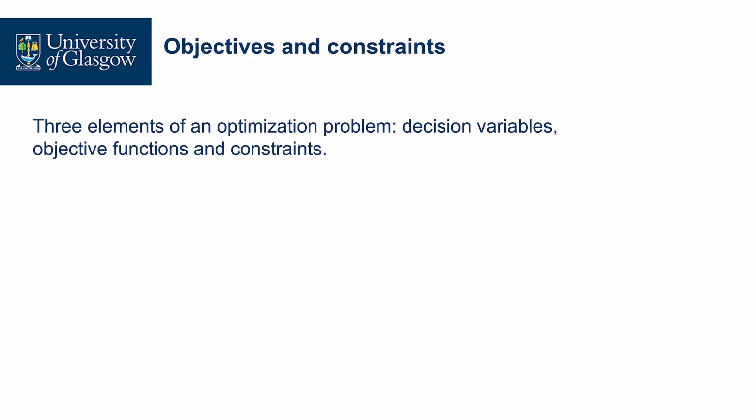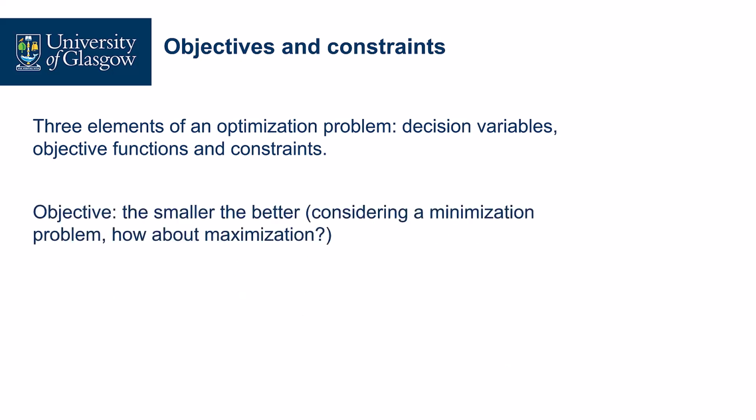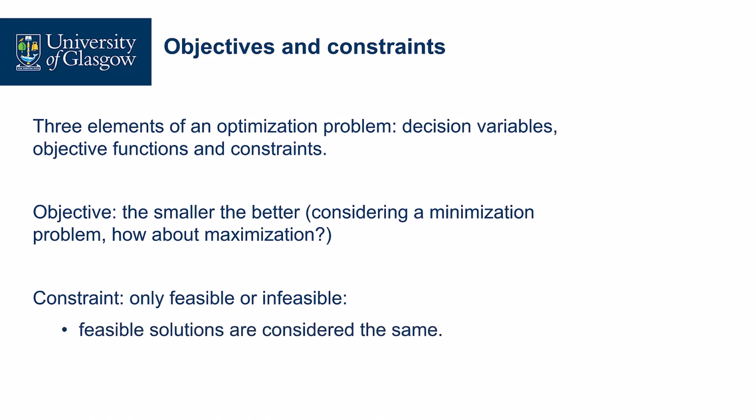new thing, constraints, right? So what is the difference between objectives and constraints? For an objective, we say the smaller the better if we are considering a minimization problem. And for maximization, the larger the better, right? But for a constraint, this is different. We only consider whether it is feasible or infeasible. If both are feasible in terms of the constraint, they are considered the same. Then we go to the objective function. For infeasible solutions, they are different because the constraint violation will decide which one is better, right?